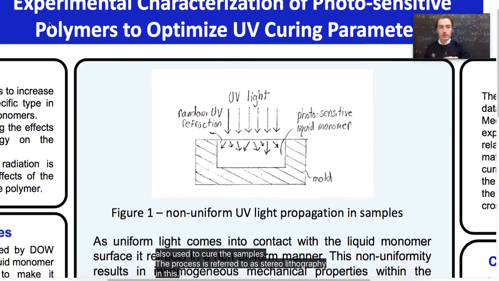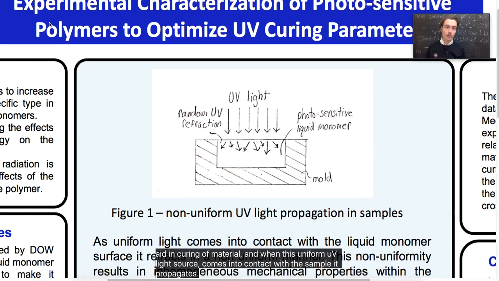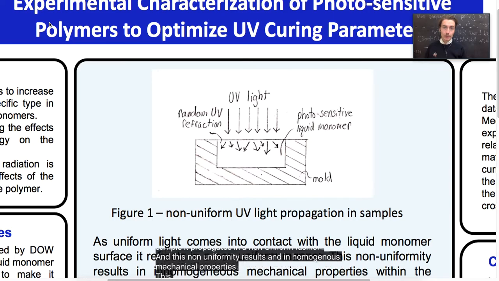In this process, uniform UV light can be used to help aid in curing of the material. And when this uniform UV light source comes into contact with the sample, it propagates in a non-uniform fashion. And this non-uniformity results in inhomogeneous mechanical properties. This observation is the basis for this research.